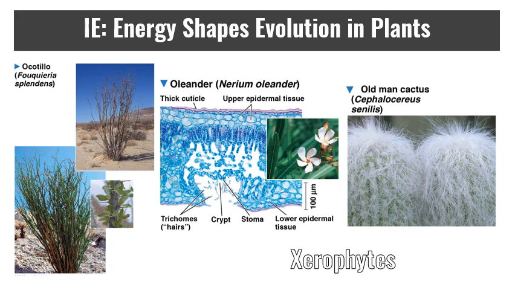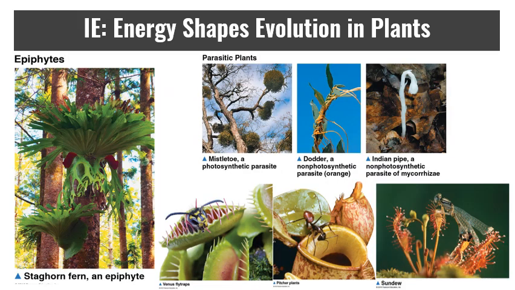Oleander has crypts near their stomata that allows for humidity to build up in the crypt and allows for less water to be lost. The old man cactus has these white modified leaf spine structures that reflect a great deal of heat, decreasing the water loss.